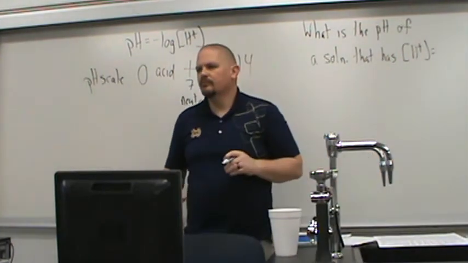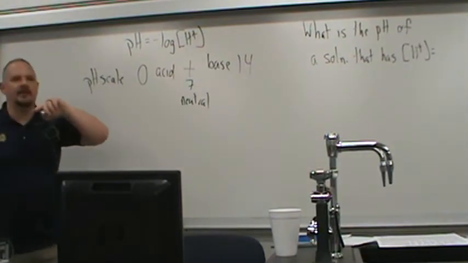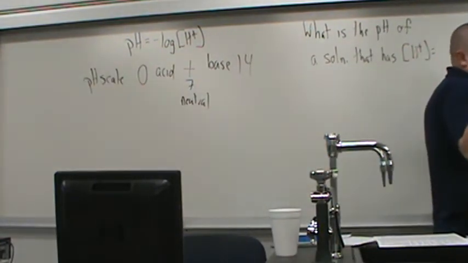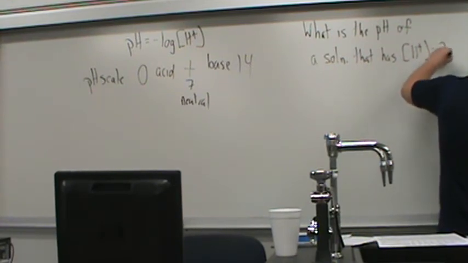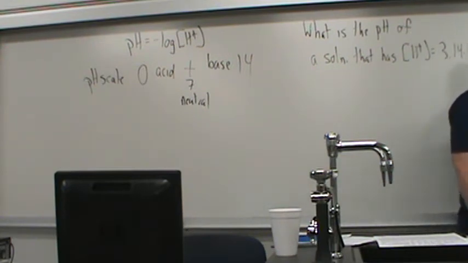Okay, so first example: what is the pH of a solution that has a hydrogen ion concentration of, let's say, 3.14 times 10 to the -2 molar?